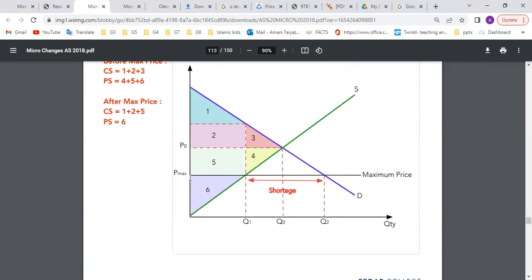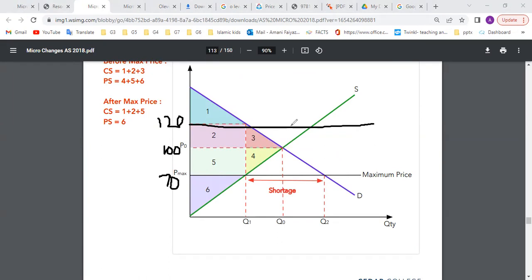Because my maximum price, for example, I was selling it at $100 previously, but now I'm selling it at $70. My maximum price is basically that above 70, I cannot sell anything. So do you see this 70? This is 70 and this is 100. If the maximum price was here, which was at 120, would it be effective?